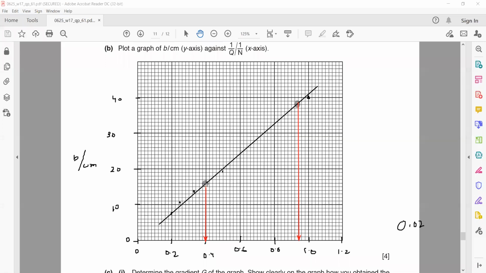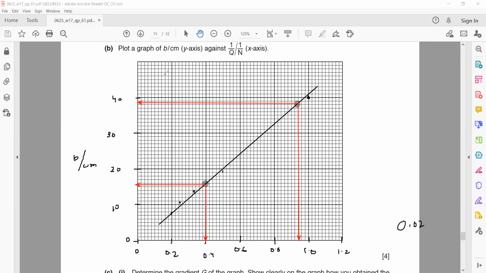When points appear to be scattered a bit, then a best fit straight line is used. Maybe all the points will be on the same line. But the meaning of best fit straight line, your graph should always have the number of points above and below the line the same.